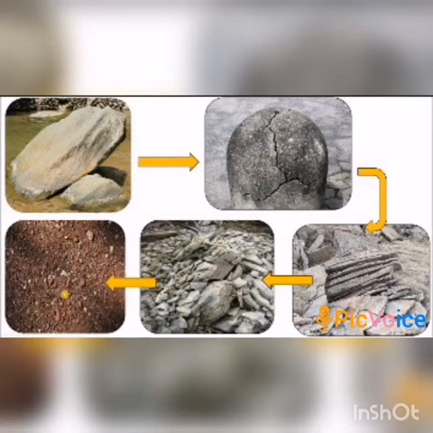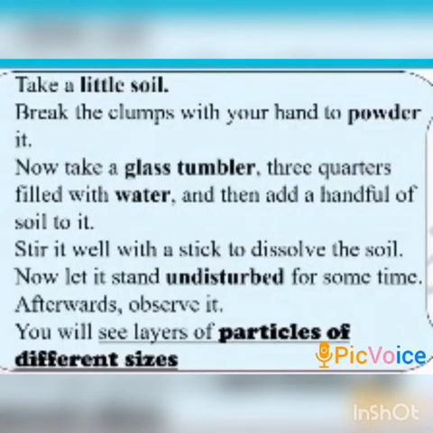Do you understand, ma? Okay, dear children, do you know the soil is composed of distinct layers, and the layers of particles of different sizes are present in the soil? To find out the different layers, we will perform one activity. That is activity 9.2 in our textbook, page number 97.